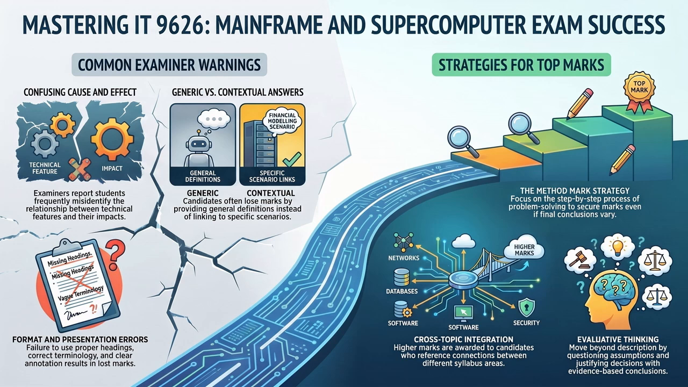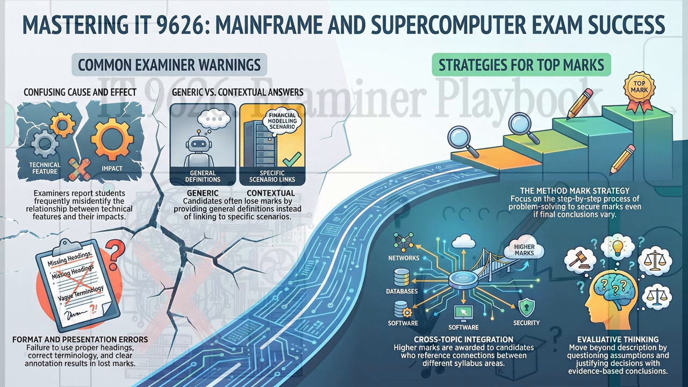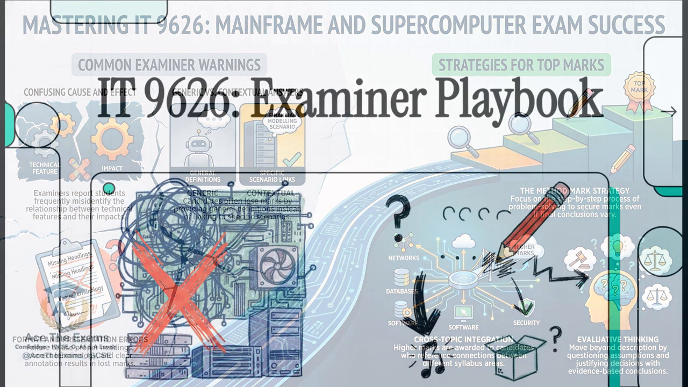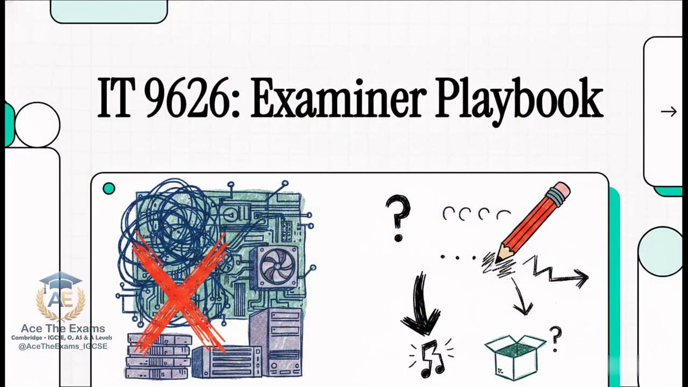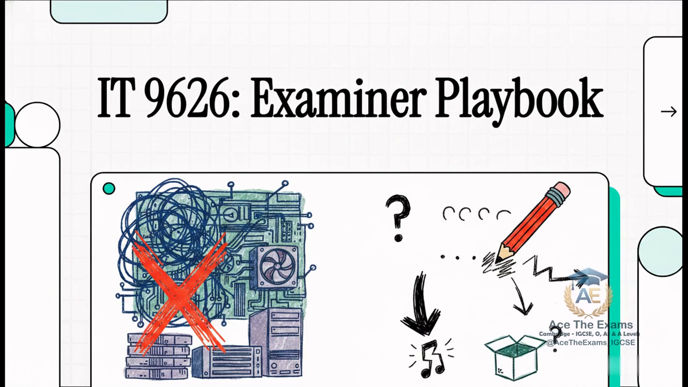Welcome to The Explainer, where we demystify the exact, step-by-step strategies you need to secure absolute maximum marks on your Cambridge computer science exams, specifically focusing today on IT 9626 Section 2.1. We are diving deep into the evaluation of mainframes and supercomputers, but we are doing it strictly through the lens of the examiner's playbook. I want you to think of your exam answer like a symphony.